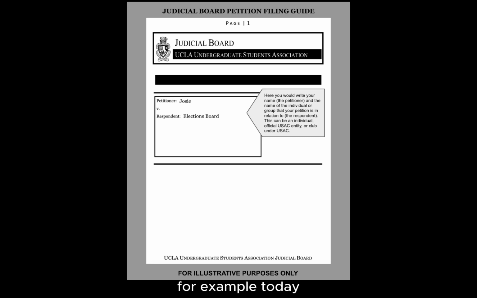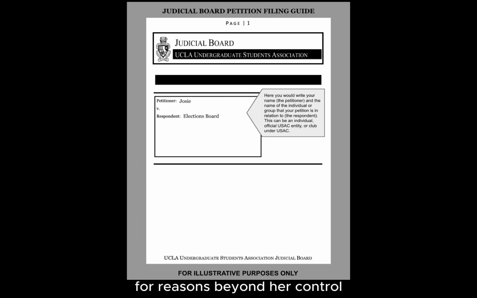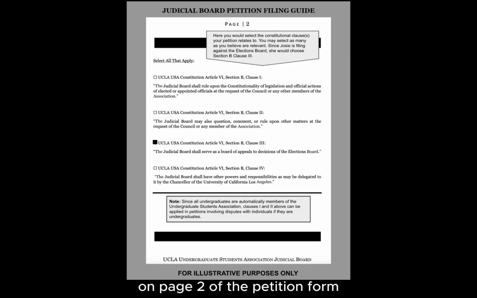For our example today, we're going to be following the scenario listed in the PDF version of the petition filing guide, in which Josie believes her campaign was suspended for reasons beyond her control. On page 2 of the petition form, there are 4 criteria in which the Judicial Board will consider a case.